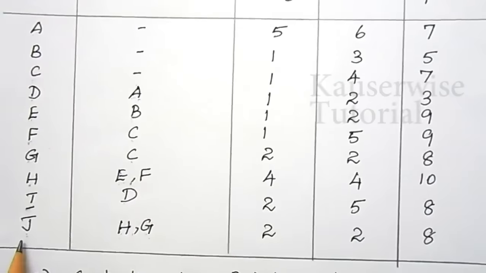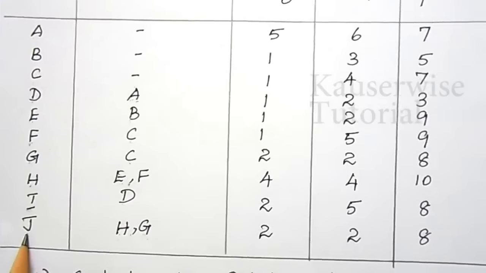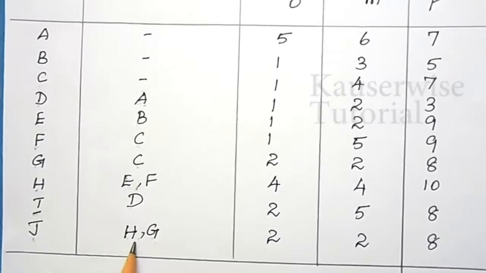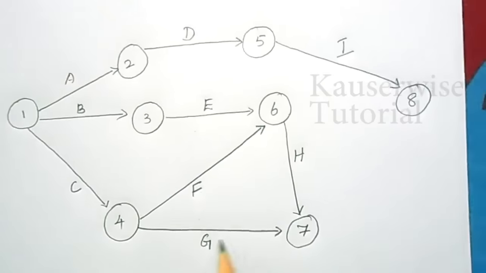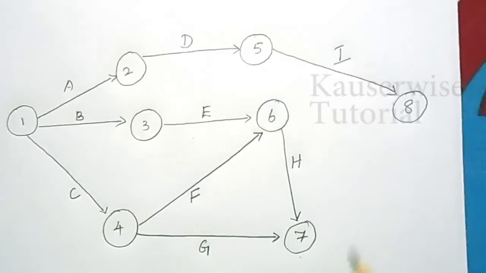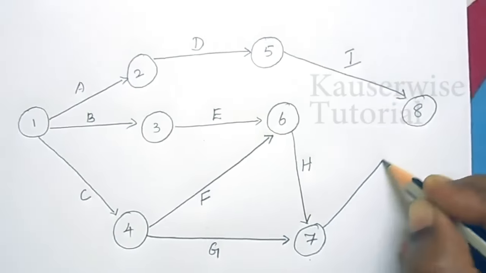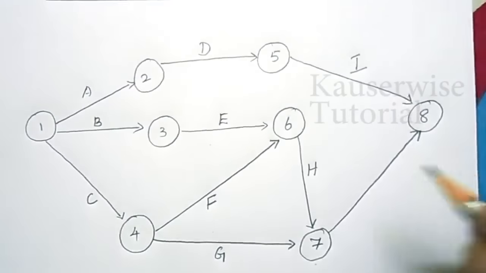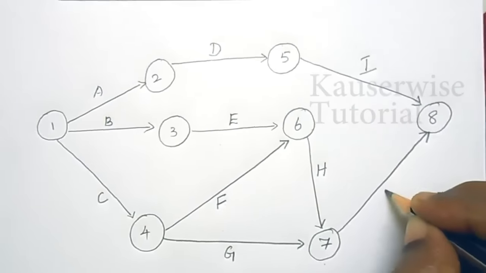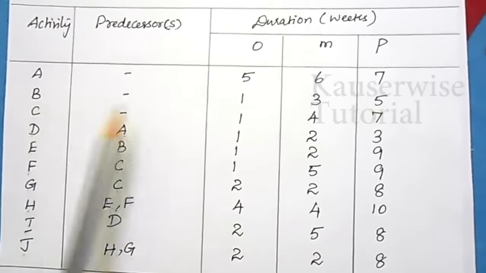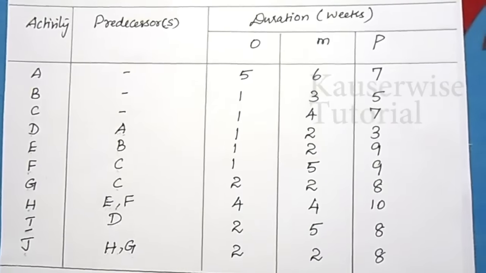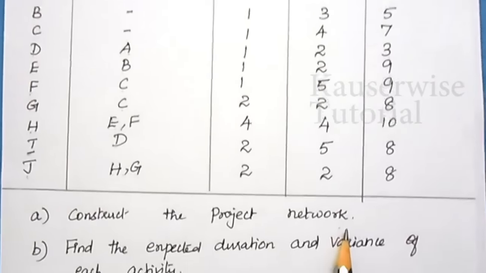The last activity is J. So activity J starts where activity H and G are ended. So activity G and H ended here. You have to start from here and this is the last activity node. So we end up with the last node, that is our last node is 8. With this information, we have constructed the project network. Let us see the next calculation.